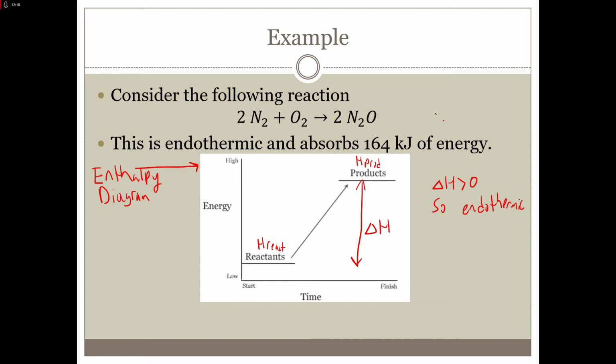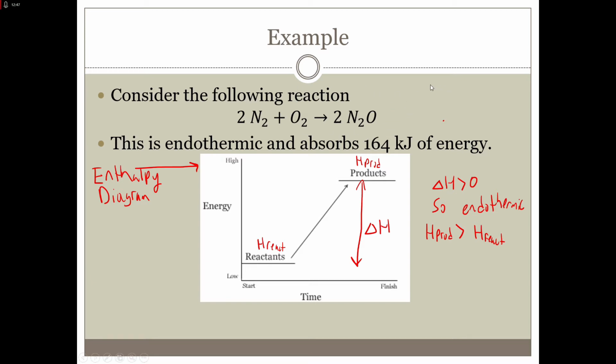Now what you can see here is that in an endothermic reaction, the product energy is greater than the reactant energy, because you can think of it as the products have absorbed energy. So as a whole, the product side is at a higher energy state than the reactant side. Okay.